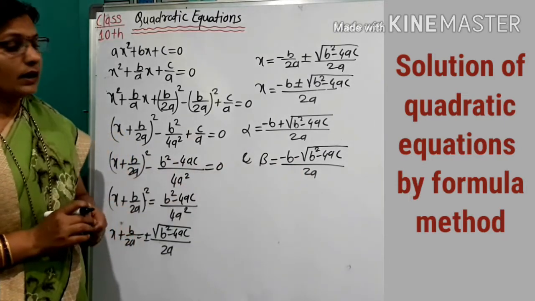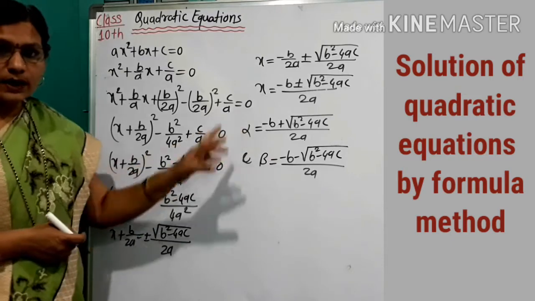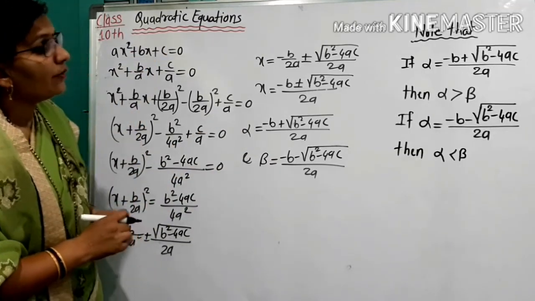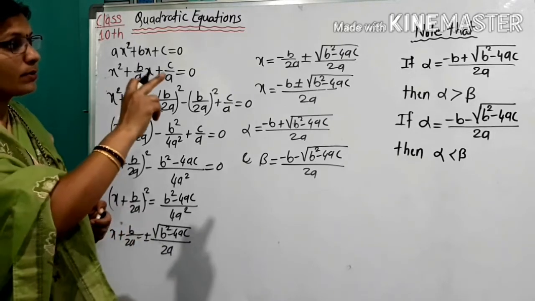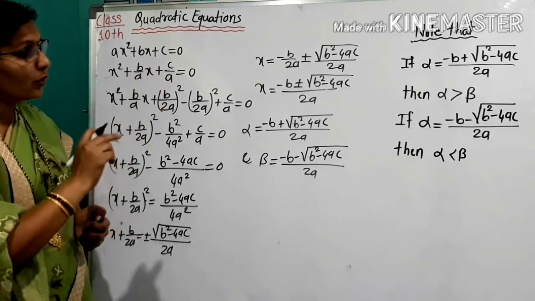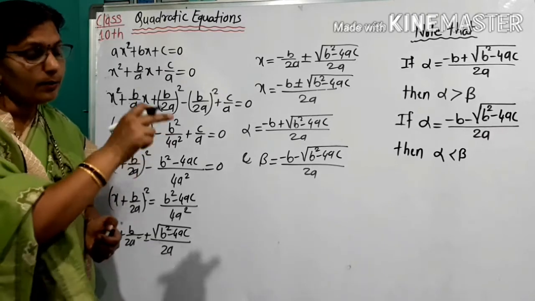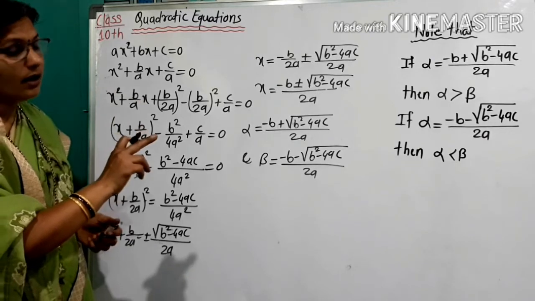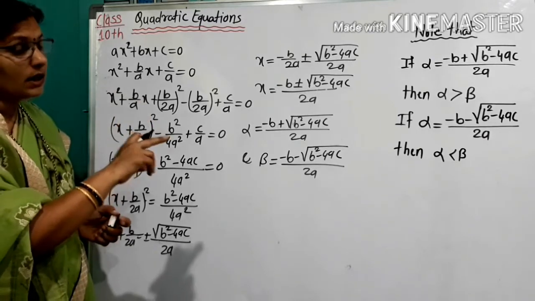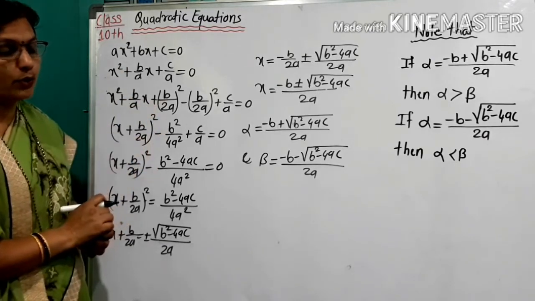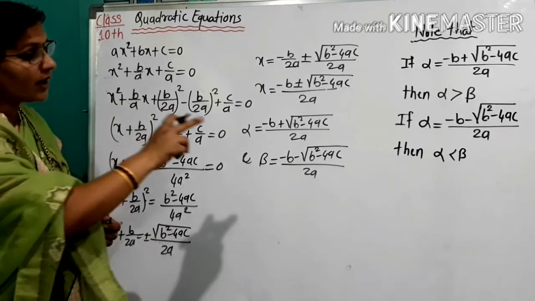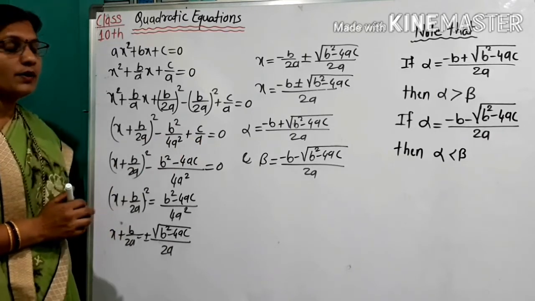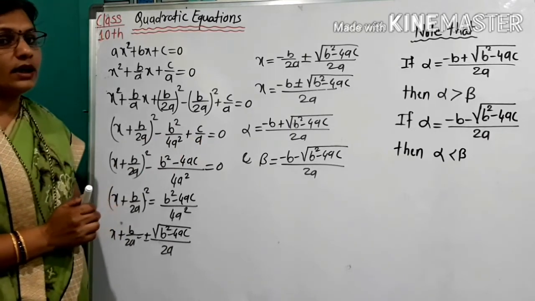But note that if I interchange the values of alpha and beta, then if alpha equals minus b plus under root b square minus 4ac upon 2a, alpha is greater than beta. And if we consider the value of alpha as minus b minus under root b square minus 4ac upon 2a, then we say that alpha is less than beta. By using this formula, we find the roots of a quadratic equation.